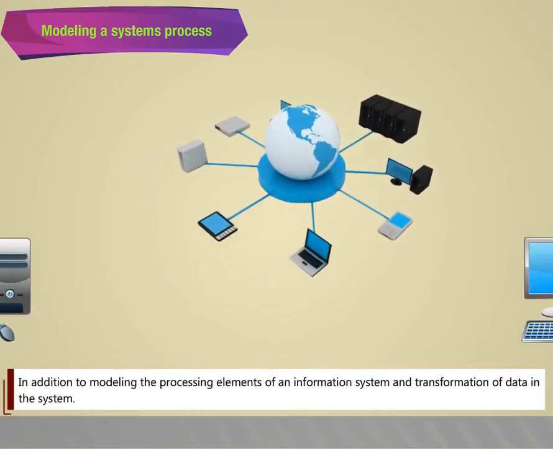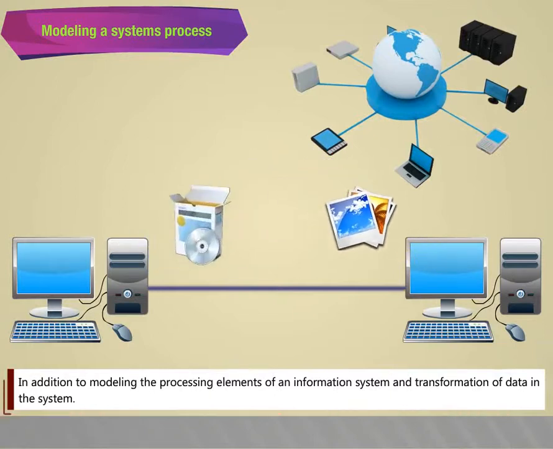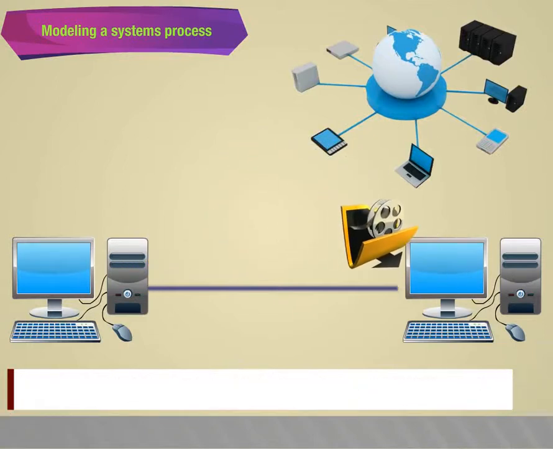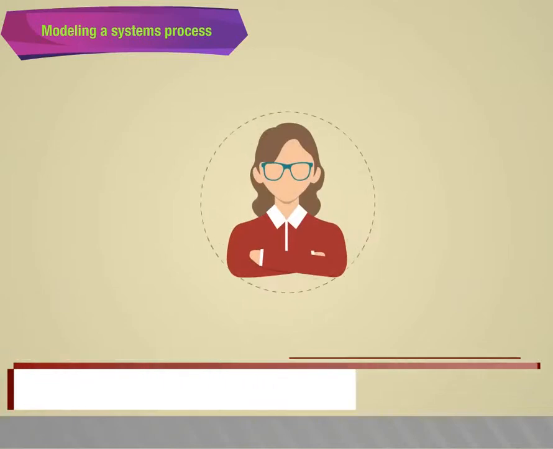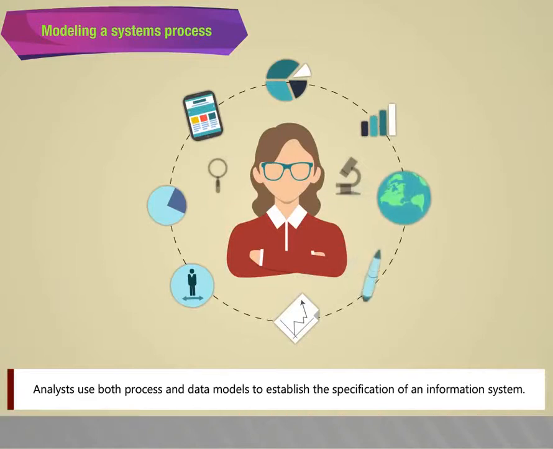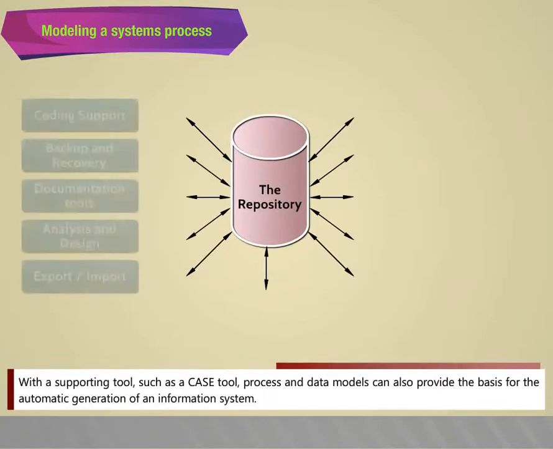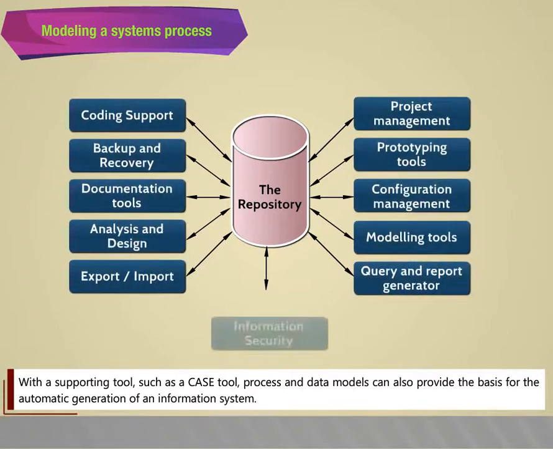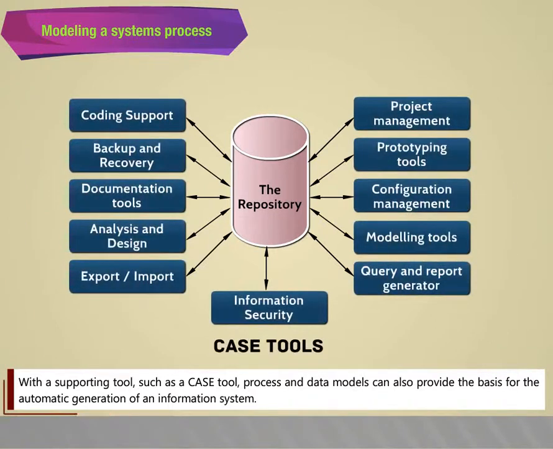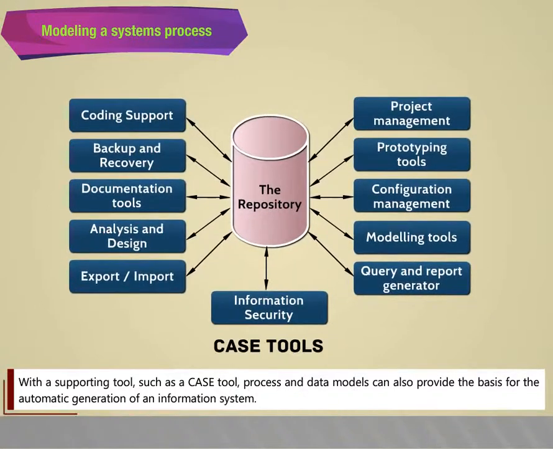In addition to modeling the processing elements of an information system and transformation of data in the system, analysts use both process and data models to establish specification of an information system. With a supporting tool such as a CASE tool, process and data models can also provide the basis for the automatic generation of an information system.